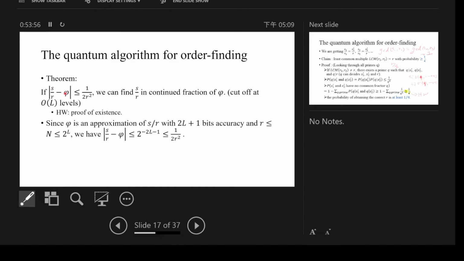So we just run this with enough levels and go back, and we'll get our S over R. In our homework, we have a semi-proof of this fact. The homework says that if the error is small enough, then whenever you find an S over R close to your psi, it is a unique S over R. If you measure psi to enough precision, then the S over R you find is unique. So we prove existence.